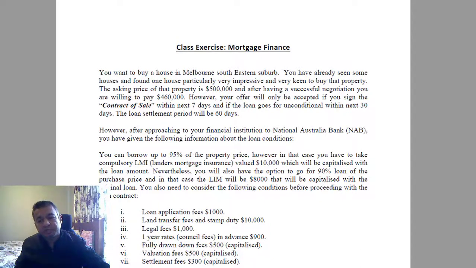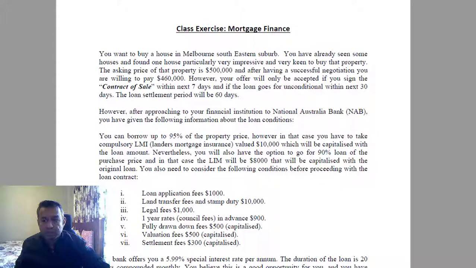Before starting the calculation or explaining how to do the calculation, I would like to read the question first, and I will also ask students to read the question very fast and carefully so that you can understand the whole scenario very clearly. So I'll read the question with you first, and then I will also discuss the solution.